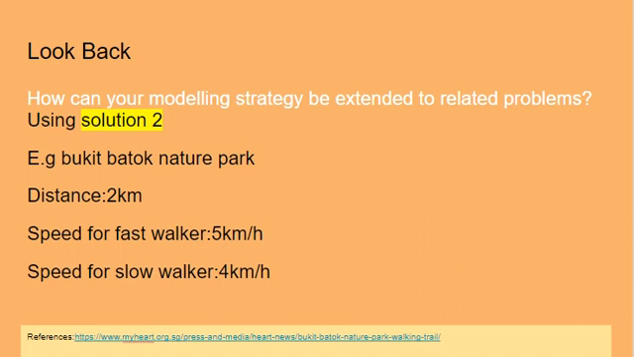So how can our modeling strategy be extended to related problems? Using solution 2, we can find, for example, Bukit Batok Natural Park. The distance is 4 km, and the speed for the fast walker is 5 km per hour and the slow walker is 4 km per hour.